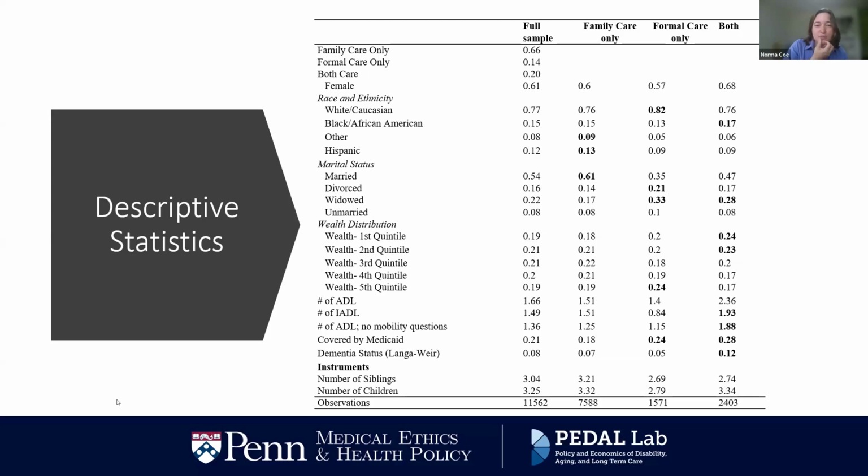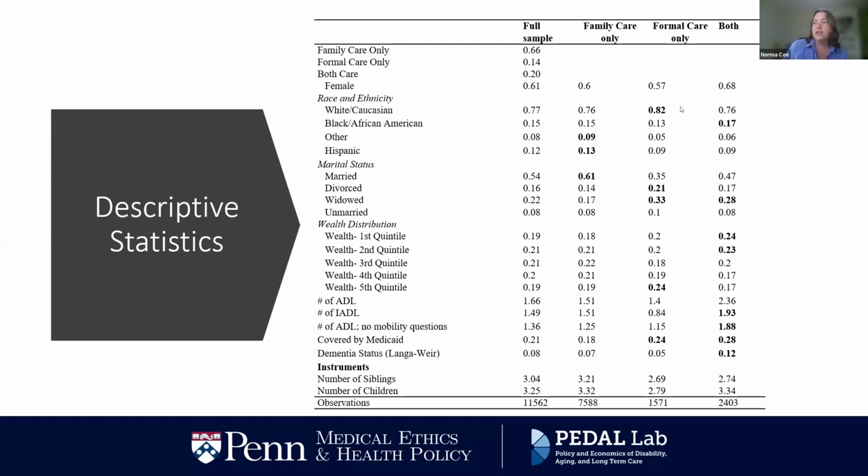All right, so here are some descriptive statistics. Hopefully those numbers are big enough that you can read them on your screen. So just so you're aware of what we're looking at: two-thirds are receiving family care only, 14% are receiving formal care only, and 20% are receiving both types of care in our sample. And I've also highlighted some of the differences in the distributions that might be of interest.